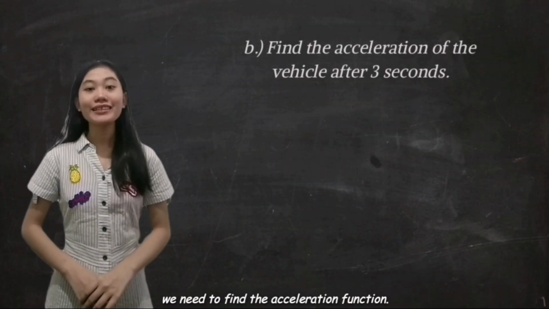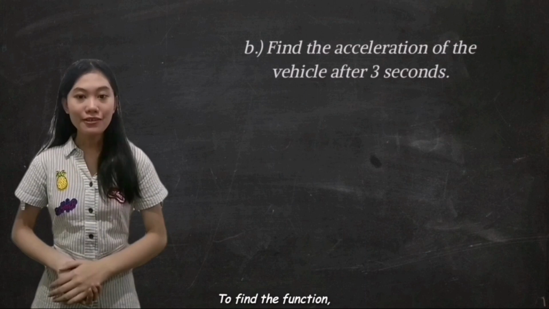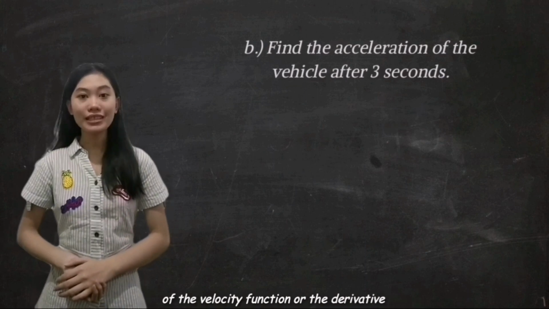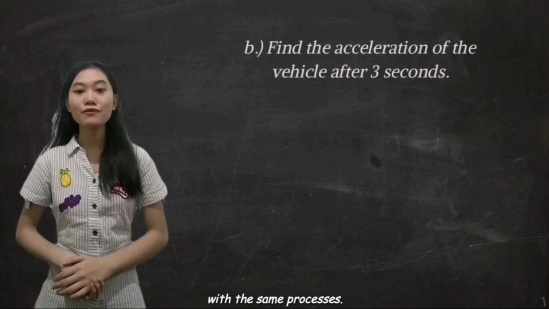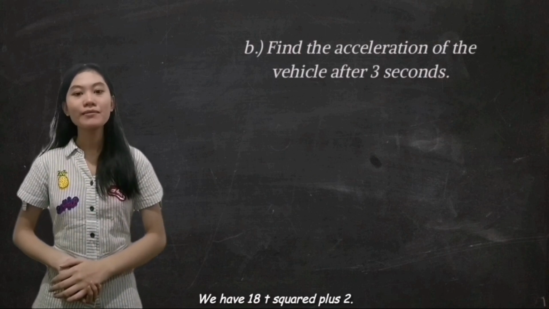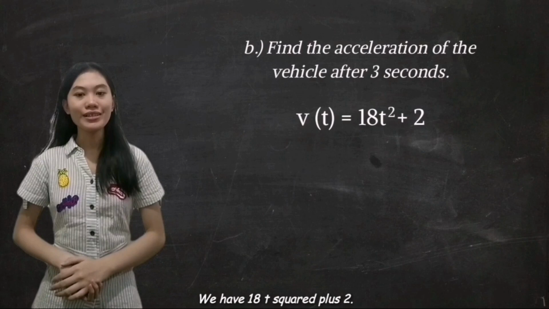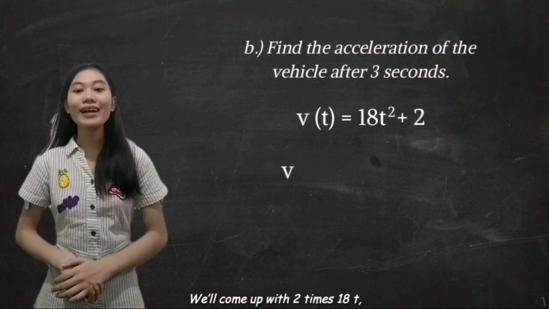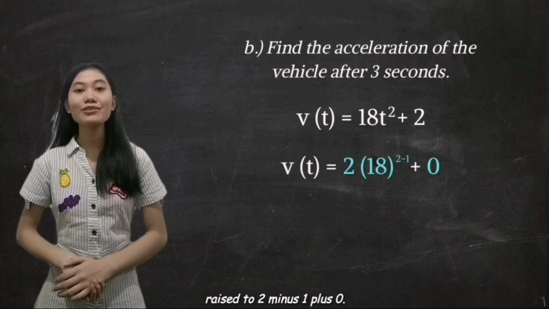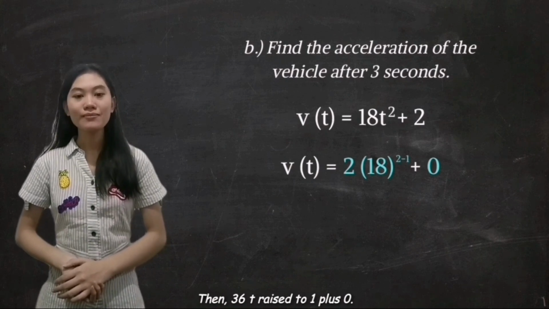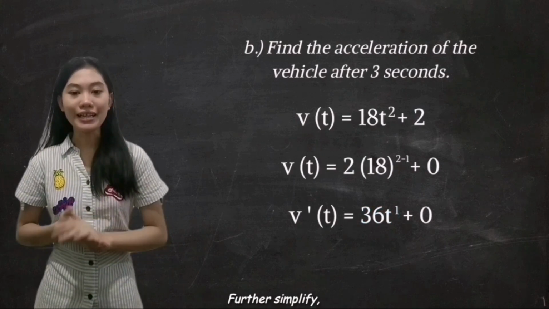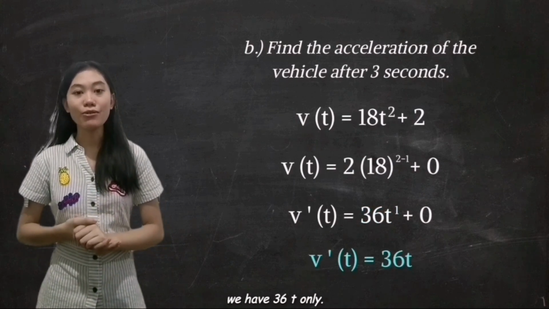Secondly, we need to find the acceleration function. To find the function, we need to solve the derivative of the velocity function, or the second derivative of the position function, with the same process. We have 18t squared plus 2. Apply power rule, constant rule, and sum and difference rule. We'll come up with 2 times 18t raised to 2 minus 1 plus 0. Then, 36t raised to 1 plus 0. Further simplify, we have 36t only.